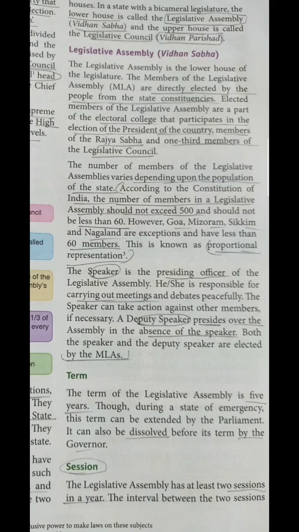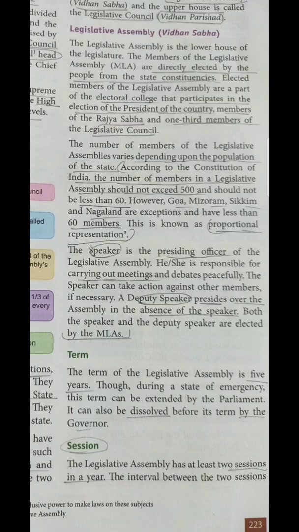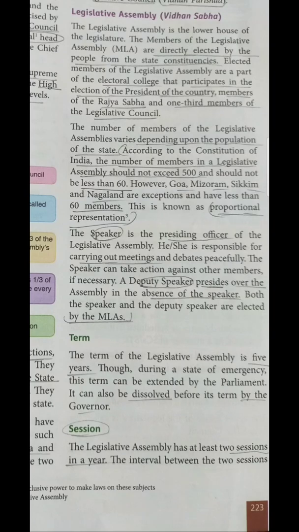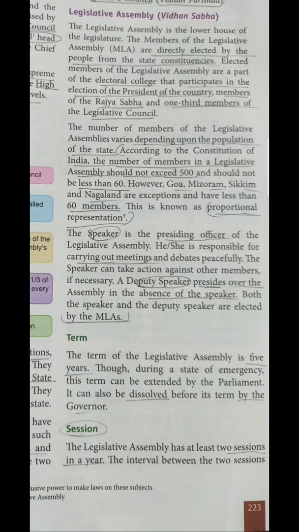Okay, so the electoral college will be formed, and further the electoral college participates in the election of the president of the country. Whenever the president of the country is being chosen, the members of the legislative assembly definitely participate in that, because that election is not a direct election. People won't be able to choose that particular person, so these members participate in that election.